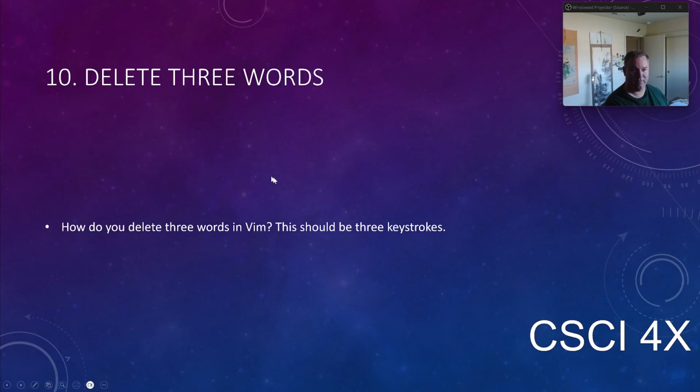Next is the last one. Delete 3 words. Last time the final question was delete 1 word. Now it's 3 times harder. You must delete 3 words using Vim. All right, last one, D3W.